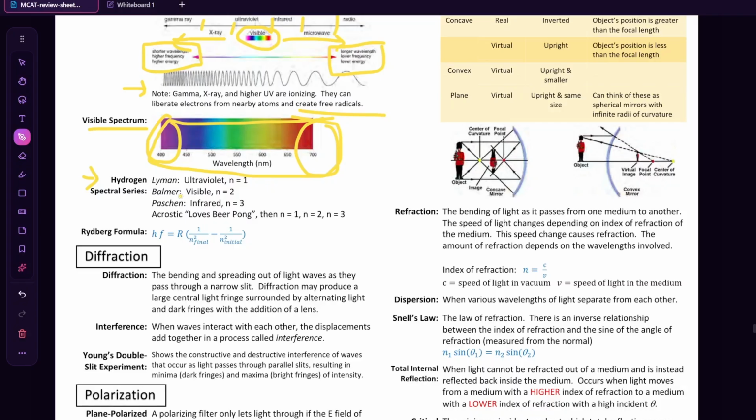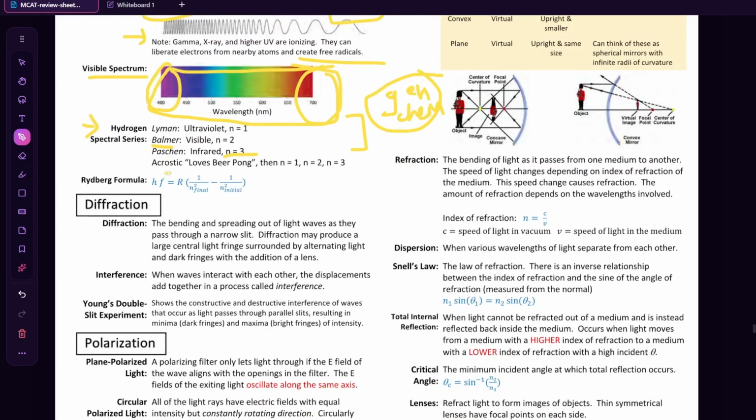jumping to or from. So the Lyman series lands in ultraviolet and corresponds to transitions ending at the first energy level. The Balmer series, as it says here, lands in visible light, corresponding to the second energy level, and the Paschen series lands in infrared, corresponding to the third energy level. So if you don't know this, it's important to review back to Gen Chem, I think it's even like chapter 1 for Gen Chem.